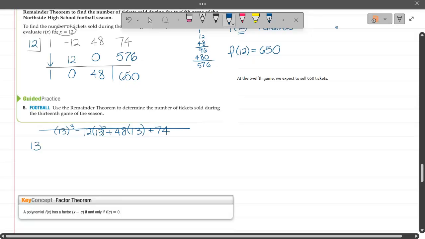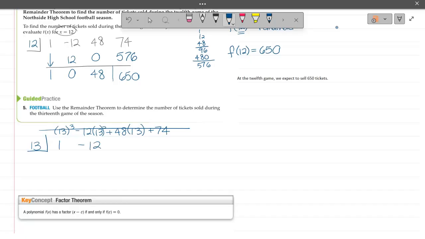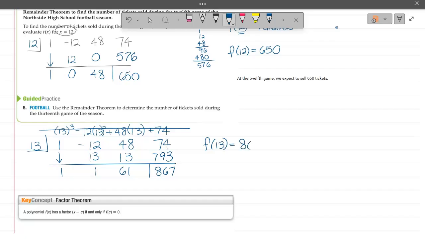A much faster way with synthetic substitution, we're going to put 13 in the box. 1, negative 12, 48, 74. And we divide. 1 makes 13, which makes 1 when we combine, which makes 13, which makes 61. 61 times 13 is 793. Add 74, and you'll get 867, which is our remainder, which means f of 13 is 867.